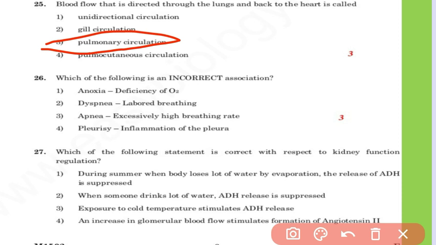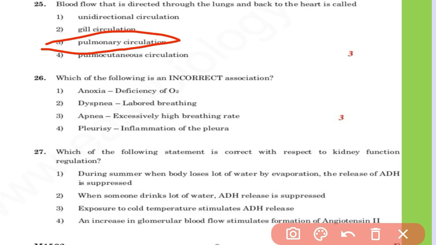So next question, which of the following is an incorrect association? So read one by one. The first, that is anoxia. Anoxia is a condition when the body or brain completely loses its oxygen supply. Anoxia is usually a result of hypoxia. This means that a part of the body does not have enough oxygen. Hypoxia can be a consequence of many conditions, including low oxygen at high altitudes, significant blood loss, carbon monoxide and other gas poisonings, and breathing difficulty that lowers the oxygen supply like asthma.